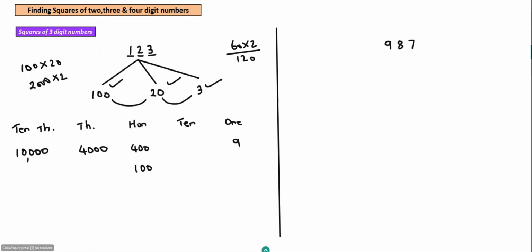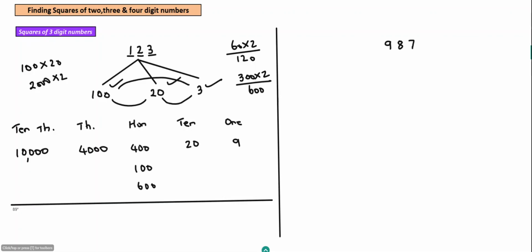So 100 goes into the hundreds column, and 20 goes into the tens column. And finally, we have to take these two numbers, 100 and 3, multiply them, which will be 300, and then double it. So it will be 600, which we will write under the hundreds column. Now we have to add all these numbers starting from the ones digit. So in the ones we have only 9, and then in tens we have 20, and then in hundreds we have 400 plus 100, which is 500, and then adding with 600 we get 1100, but we will write it as 100 over here and carry the 1000 into the 1000 column.